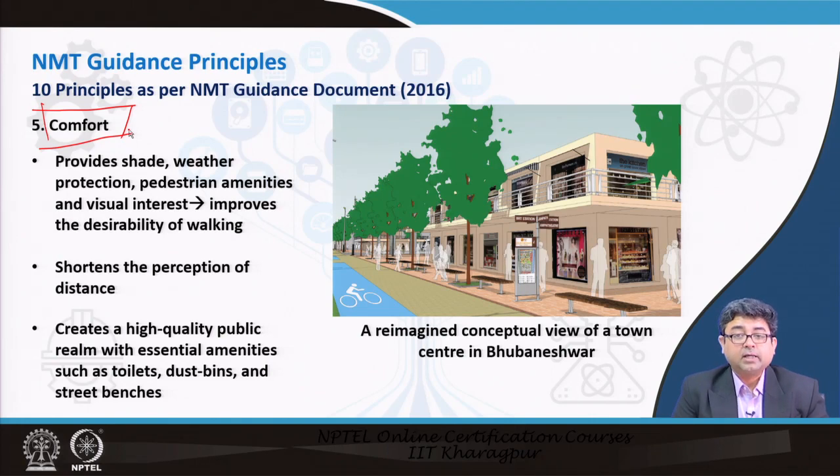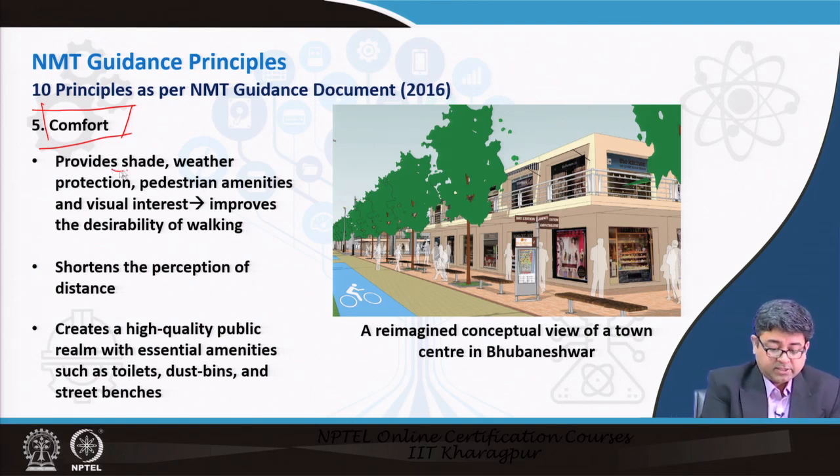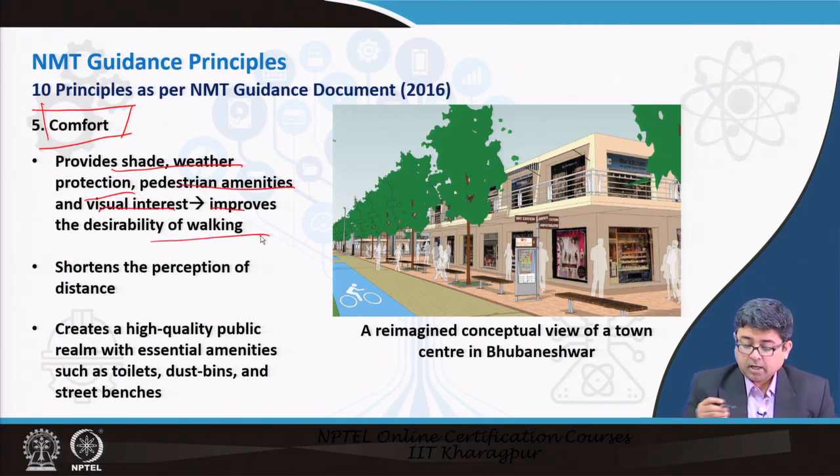If you want to encourage more pedestrian activity or more NMT activity, you have to somehow quantify this level of comfort, right? Comfort is a feeling, it is very qualitative. My comfort level may be different from your comfort level. But if you try to quantify it in a certain manner, you can do so, and then set a threshold for that measure of comfort and make sure that you provide that. So it provides shade, weather protection, pedestrian amenities, visual interest. All of this improves the desirability of walking and also bicycling activity, right?